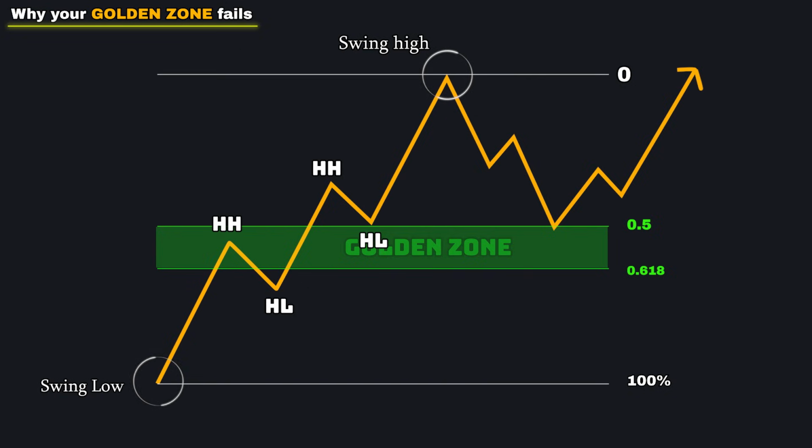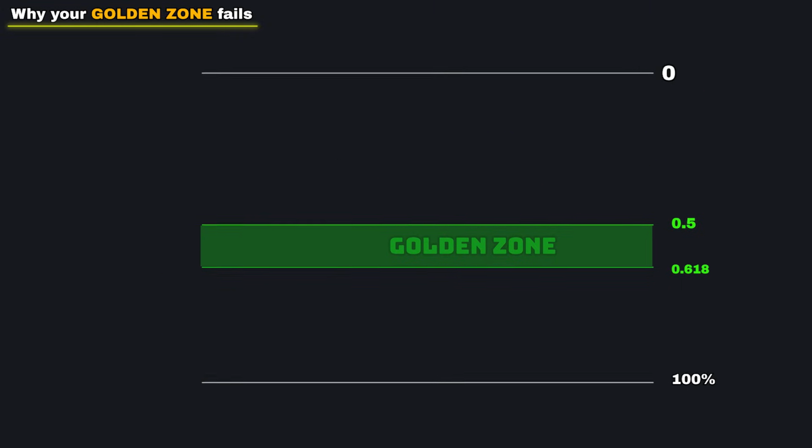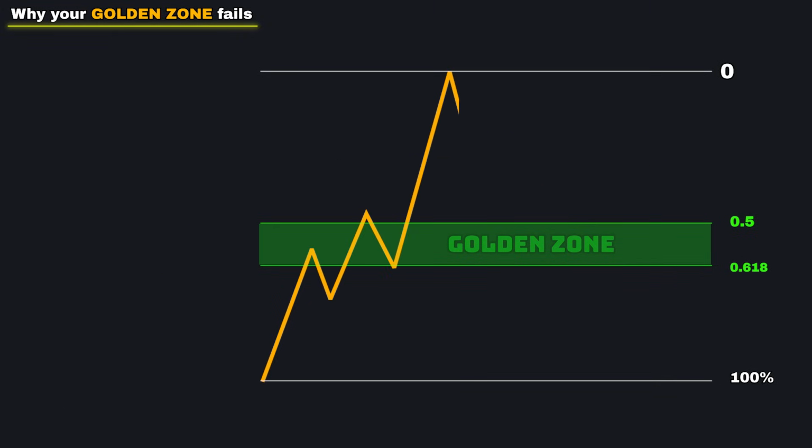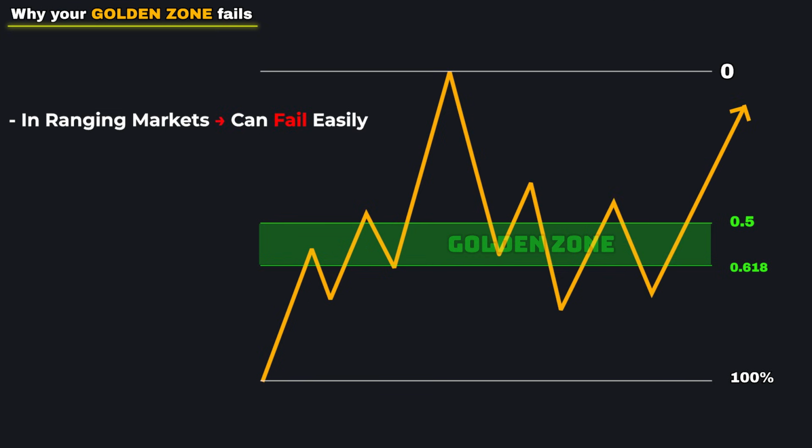The market doesn't care about your golden zone. In ranging conditions, or when the swing points aren't clean, price can blow right through it, or reverse much earlier. And in many cases, the golden zone acts more like a ceiling than a turning point.